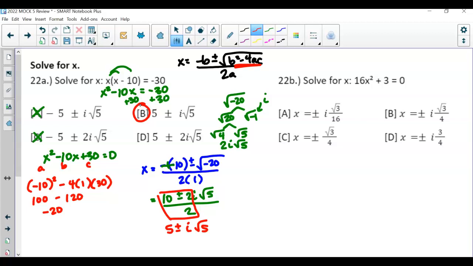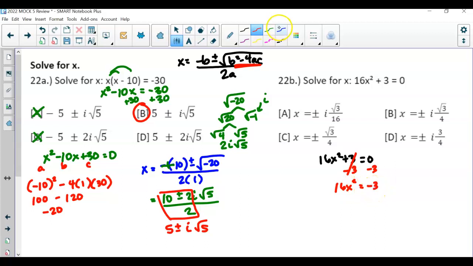Now 22, the second part. Here, I don't have an x term, so I only have the 2 terms. So this is when we treat it like a 2-step. So I'm going to rewrite this for space here to solve. And now I'm going to subtract 3 first from both sides. So subtracting 3, now I have 16x squared is now equal to -3.